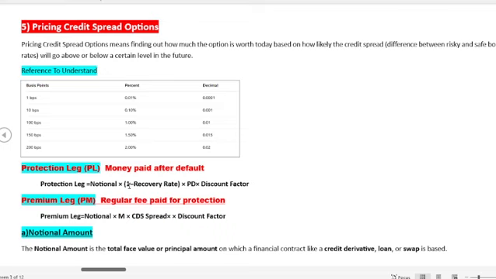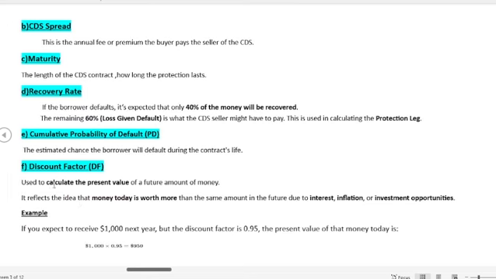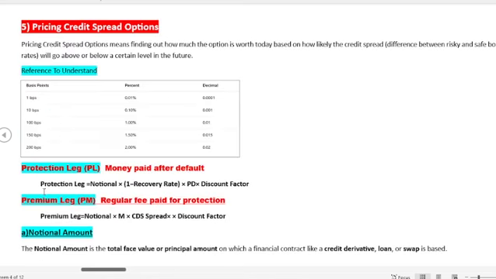So the formula for that is protection leg equals notional into 1 minus recovery rate into PD into discount factor. I will also explain all these points, and you can see I have divided this into parts: A, B, C, D, E, F. We almost have the F part over here. So this is the protection leg formula. The main thing is that if you learn the formula, you can easily solve it in the paper. Notional into 1 minus recovery rate into PD, probability of default, into discount factor.